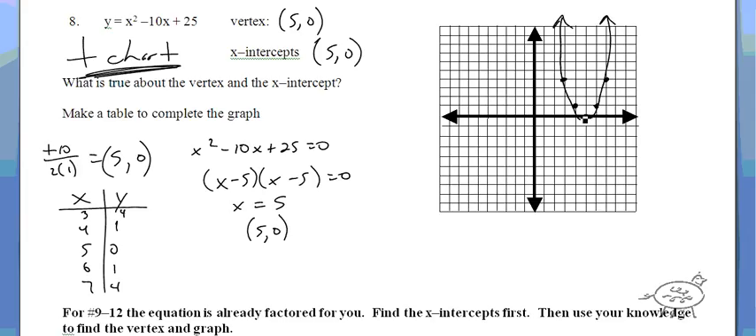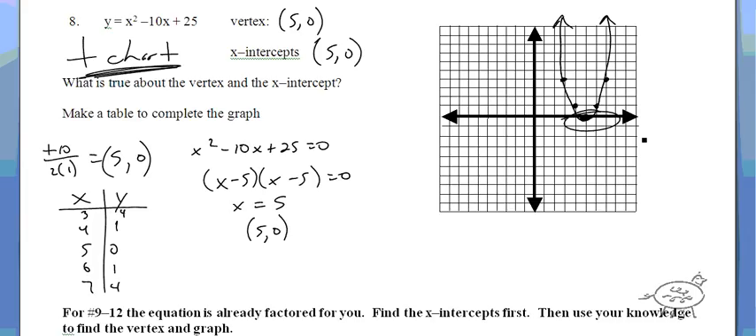But notice it's touching one time here on the x-axis. So that's why the vertex is the same as the x-intercept. All right. Let's take a look at problem number 9.